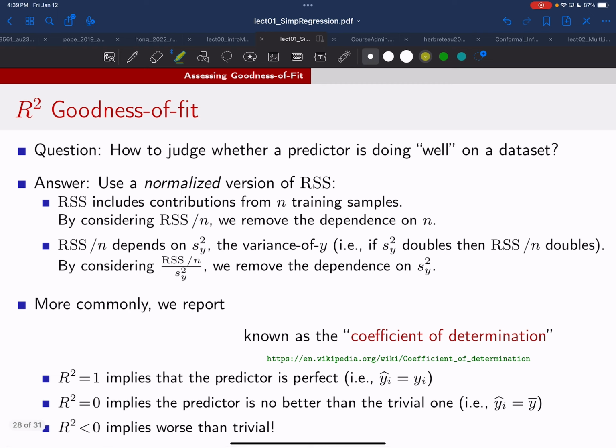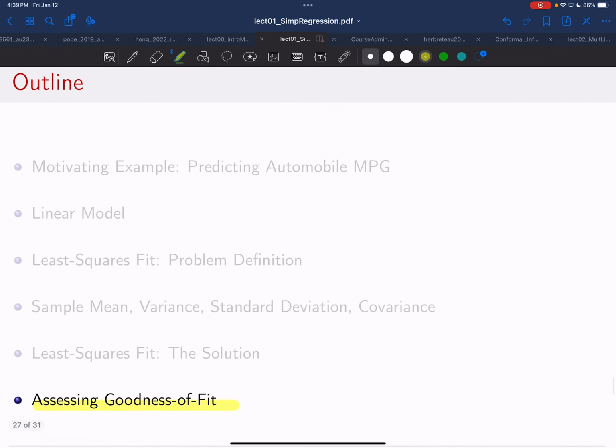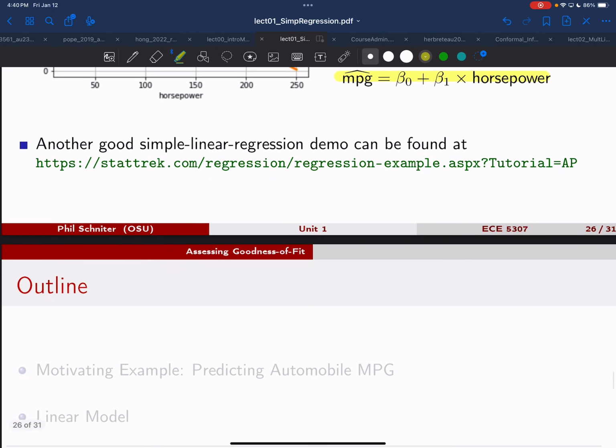So the main way of looking at it, in like 99% of the literature, is something called R squared. So let me try to describe R squared in one way. There are other ways to understand it, but again, our goal here is to judge whether our predictor is doing well or not well, to somehow quantify this, come up with a single number that says how well it's working. So the issue that we have with RSS, there's a couple of issues.